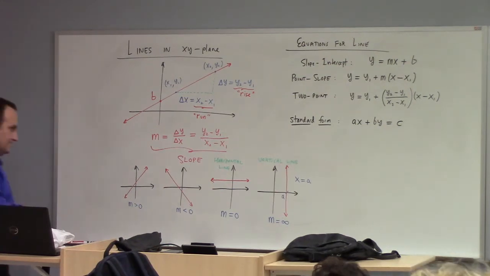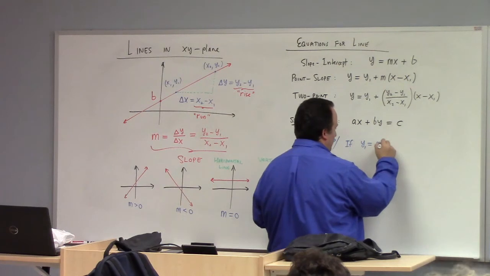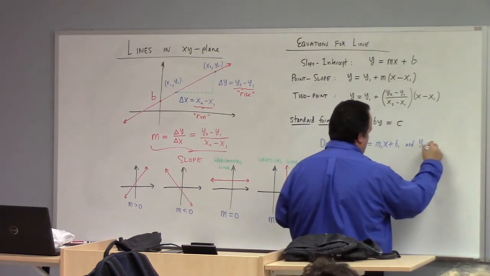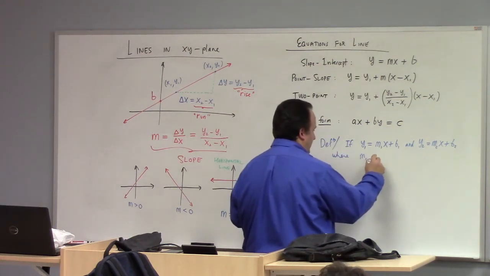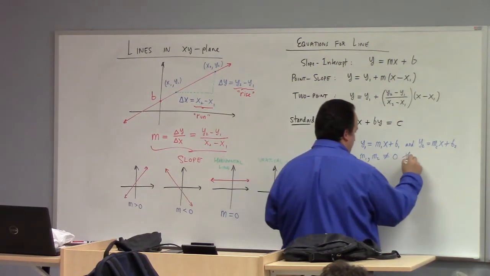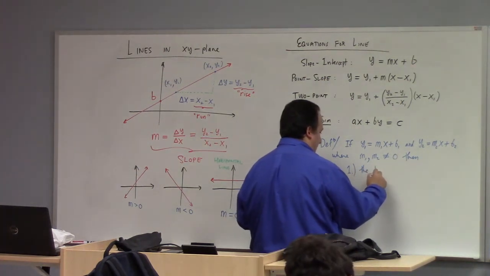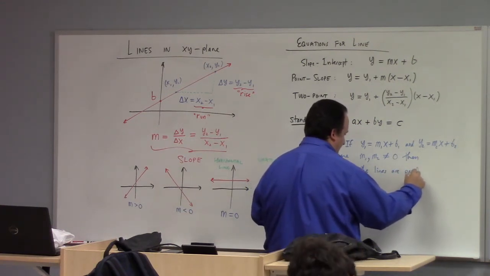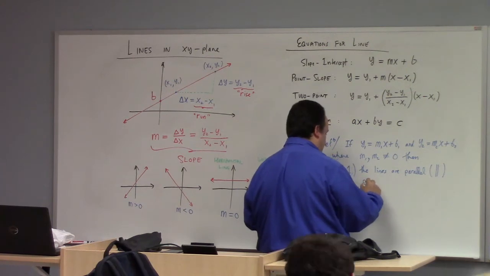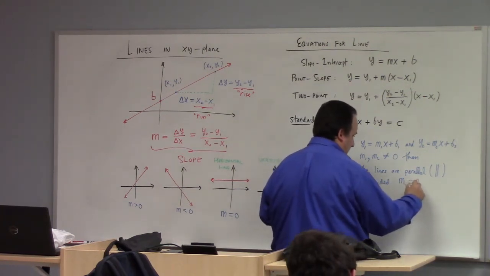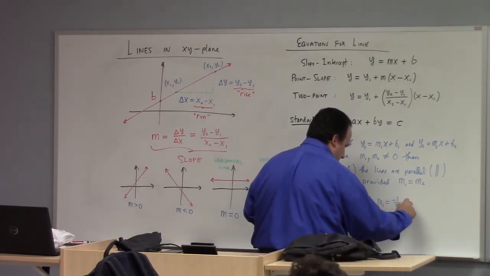All right. Oh, and then finally, definition. Let's say y1 is equal to m1 x plus b1, and y2 is equal to m2 x plus b2, where m1 and m2 are not equal to 0. Then number 1, the lines are parallel. We can use a symbol, all right? Provided m1 equals m2.